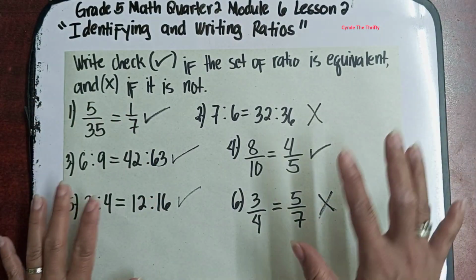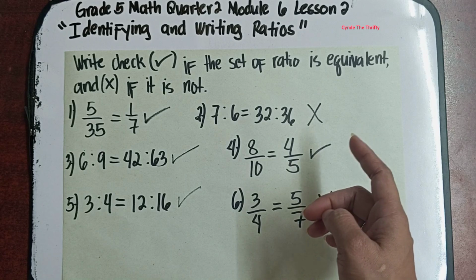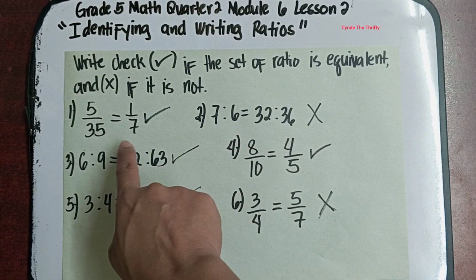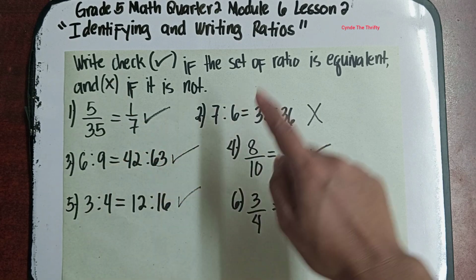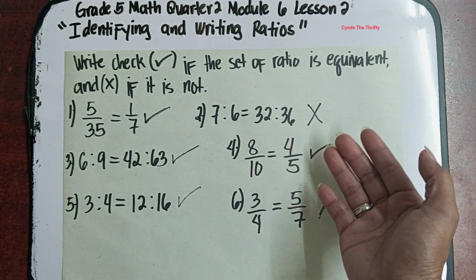O, mahirap bang i-identify kung ang ratio is equivalent o hindi? Hindi. Napakadali lang. Kapag fraction ang iyong given, so i-cross multiply mo lang siya. At kapag ratio naman, kunin mo ang means at extremes pagkatapos i-multiply mo. At meron ka ng sagot.